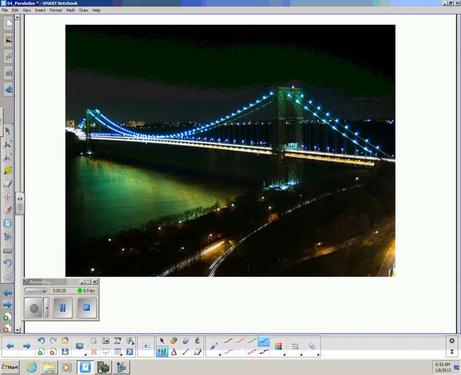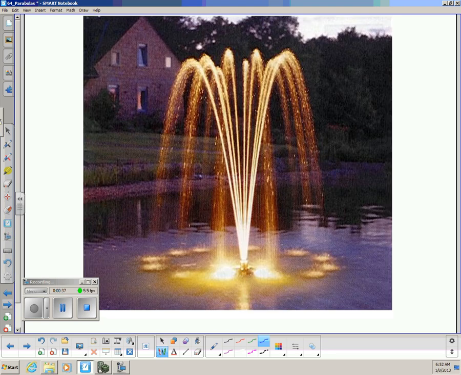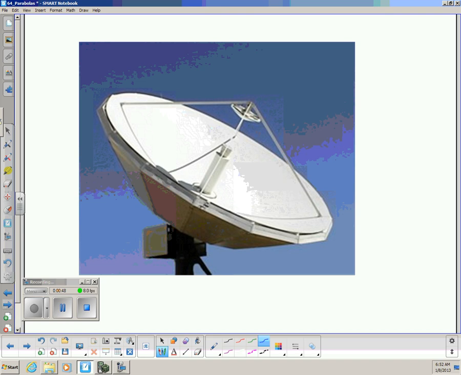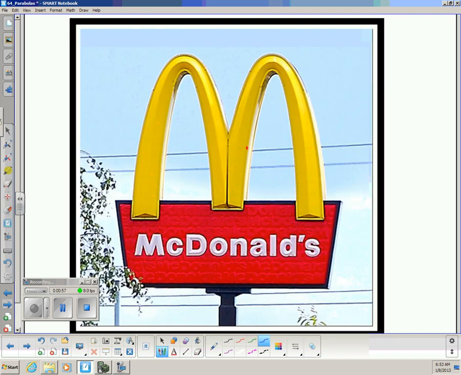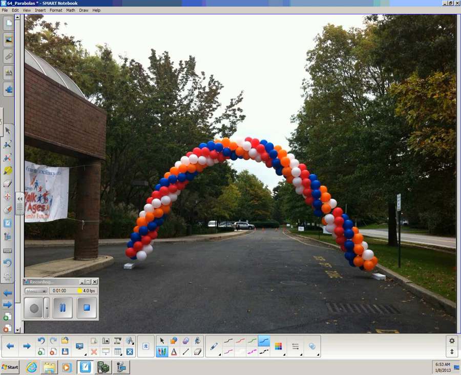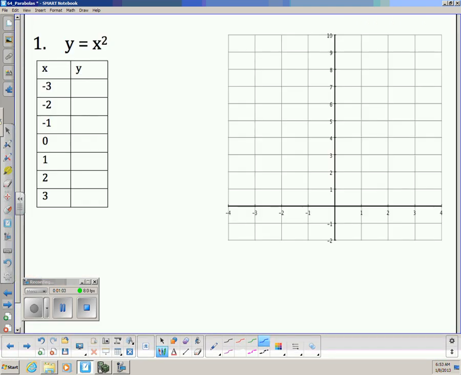graph. Here is the George Washington Bridge. Here's the parabola, this curvy shape, and its vertex is a minimum. Okay, so here's a fountain. We have lots of parabolas here, and their vertices, which is plural for vertex, are at a maximum. Here is a satellite dish. Inside the satellite dish, you find a parabola with a minimum vertex, and the McDonald's arches, and a little balloon array.